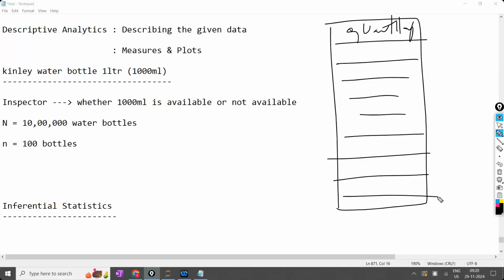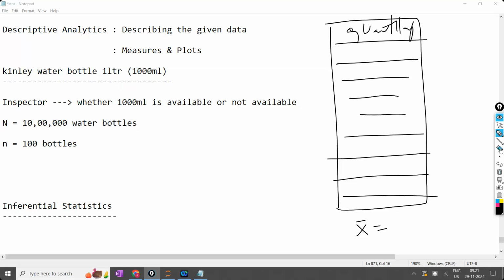Now based on these 100 rows, first we are going to calculate the mean. For the 100 bottles, we calculate the mean. What is the mean you have calculated on the 100 bottles, miss? The sample mean. Now this sample mean is some value. What about the remaining bottles? Total 10 lakh bottles are there, so the remaining 9,99,900 bottles. How are you going to calculate for them?